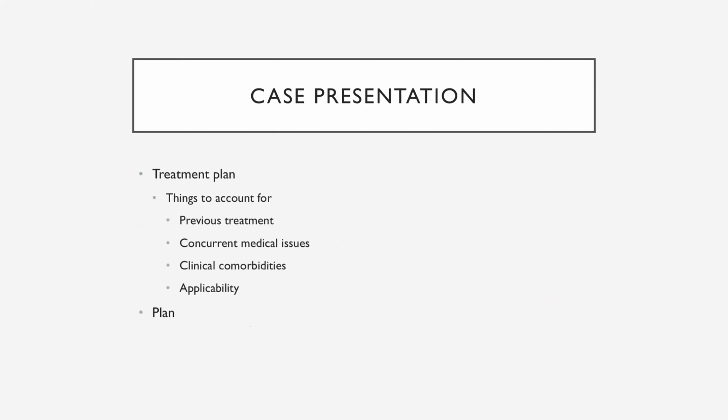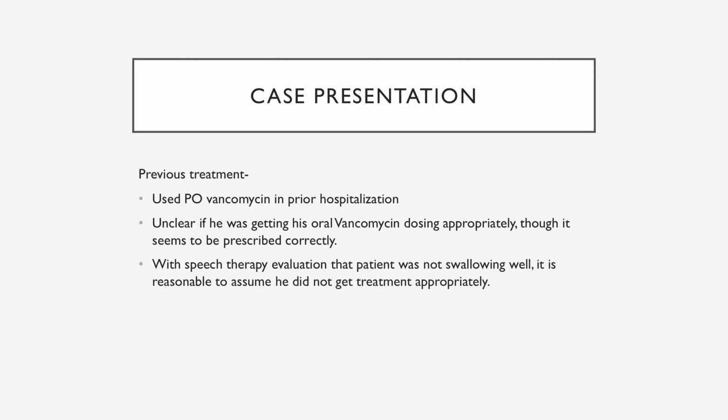And then the treatment plan. Things we need to think about are previous treatment, what's going on with him now, what comorbidities he has, and how applicable our treatment plan will be for him going forward. So initial treatment was with PO vancomycin. You can make an argument that you would want to switch to fidaxomicin if you failed vanc, although the guidelines say you can do both. This guy was having trouble swallowing, so it's not even clear he was getting his PO vanc appropriately. So it's hard to say whether he failed the treatment therapy or had a recurrence, or did he just not get the appropriate treatment to begin with? So we elected to go for oral vancomycin.